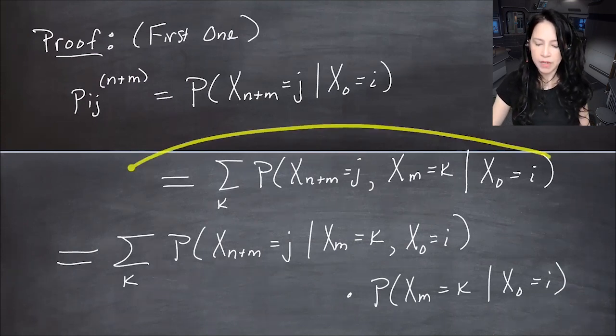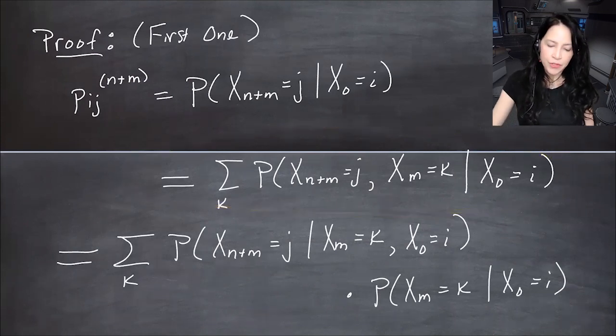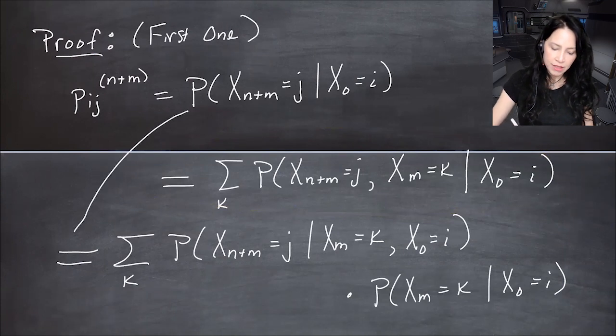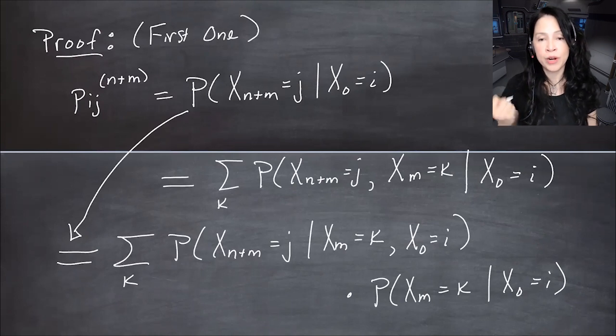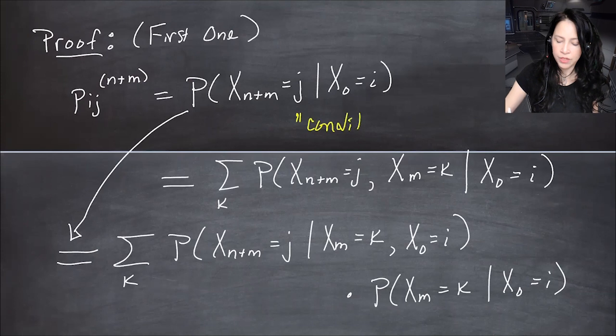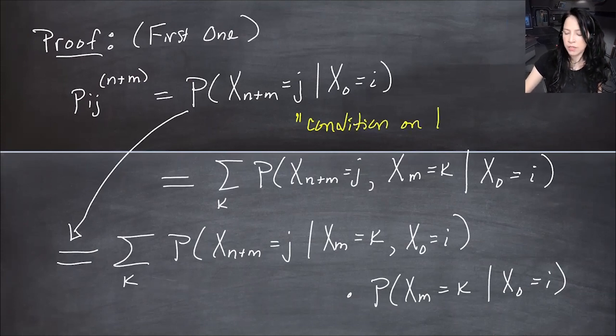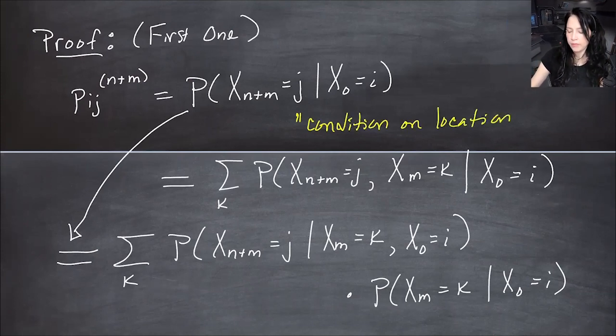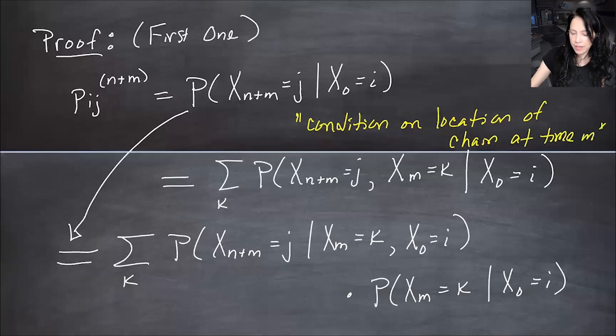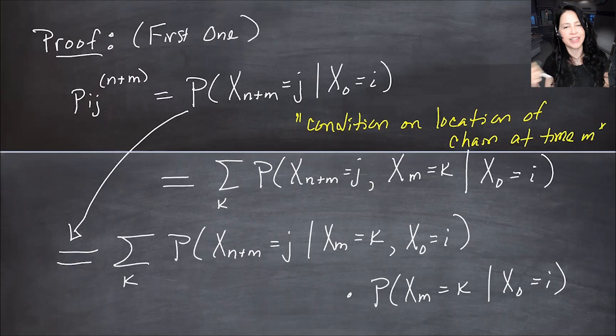So here's what I mean about writing this again. To go from the first line to this third line, we are conditioning on where the chain is at time m. So condition on the location of the chain at time m. And that's something I'm going to start eventually going directly to without that intermediate line.